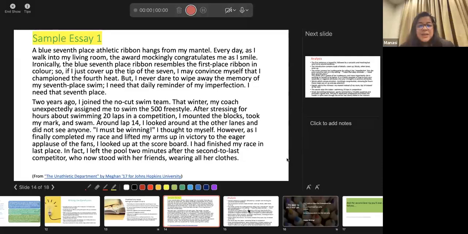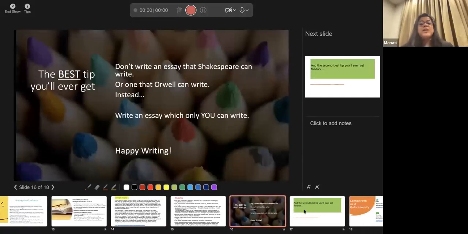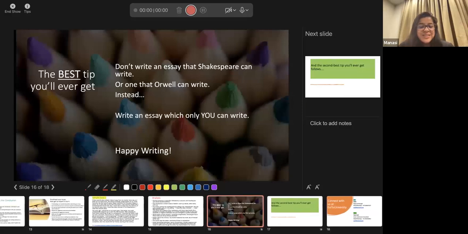Now, the best tip you will ever get, don't write an essay that Shakespeare can write or one that George Orwell can write. Instead, focus on writing an essay which only you can write. An essay which only you can write, not even Shakespeare can write that essay for you. That's the kind of original essay which the colleges are looking for. And each one of you is absolutely capable of writing it. The smallest story, the smallest experience, the smallest achievement, it is just about how you present it.